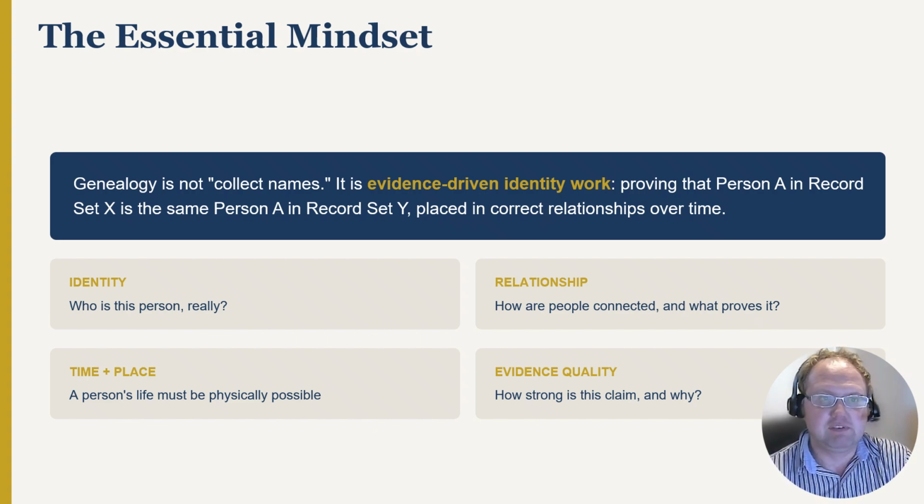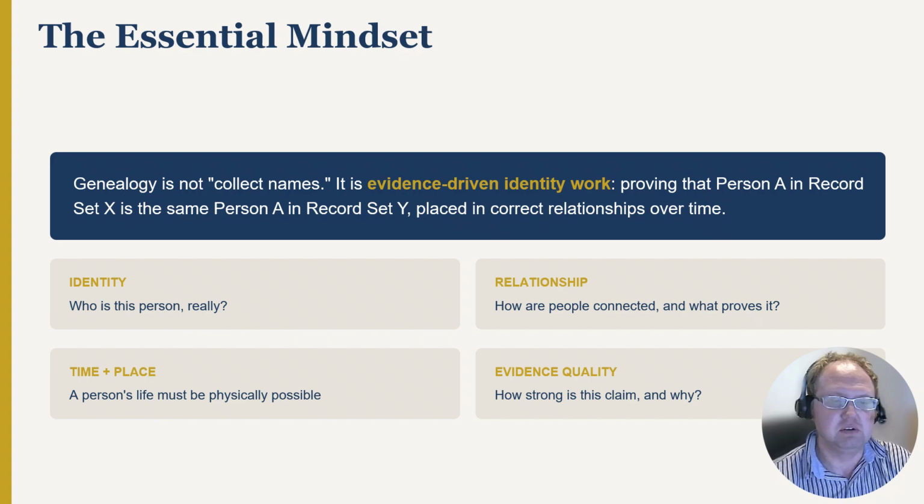Let's start with a fundamental shift in thinking. Genealogy is more than just collecting names. It's not just building the biggest tree or racing to connect to historical figures. It is evidence-driven identity work. What does this mean? You are using historical records or DNA evidence to prove that person A in record set X is the same as person A in record set Y, when you place that person in correct relationships to parents, spouse, children, and siblings over time.